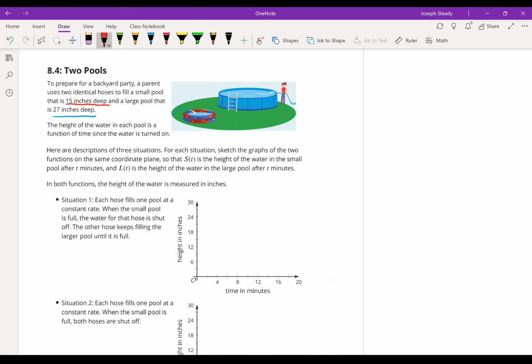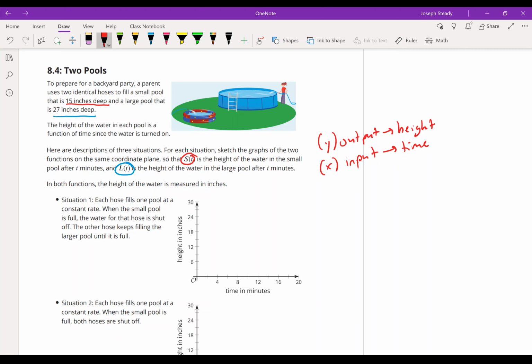Now, when we go ahead and graph these, they tell us that they want the height to be a function of time. So in other words, our output is going to be height, which means that's going to go on our y-axis, and our input is going to be time, and that's going to go on our x-axis. And we can see that down here on the graphs that they've already made for us as well. Now for sketching our graphs here, I'm going to use red for the small pool, and I'm going to use blue for the large pool.